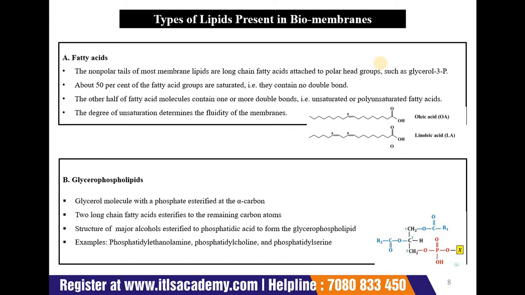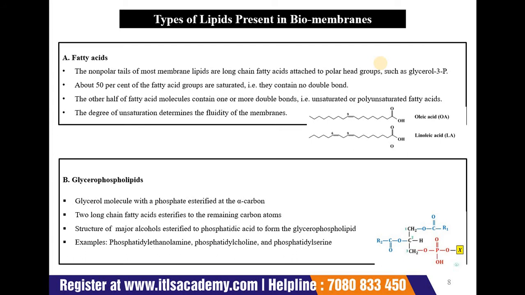So we'll start with the fatty acids. These are the major components of most membrane lipids. And this is the structure of two of the fatty acids. The non-polar tails of most membrane lipids are long-chain fatty acids, which are attached to the polar head groups, such as glycerol 3-phosphate as an example. About 50% of the fatty acid groups are saturated. That is, they contain no double bond.